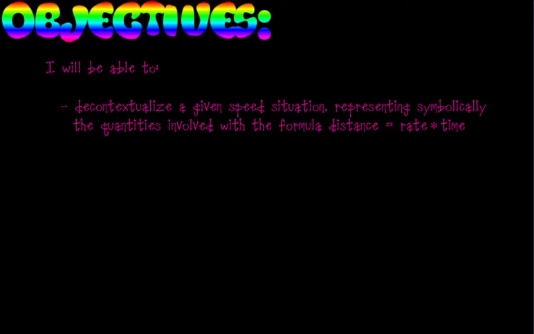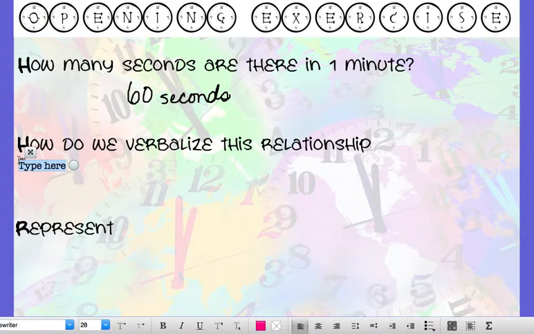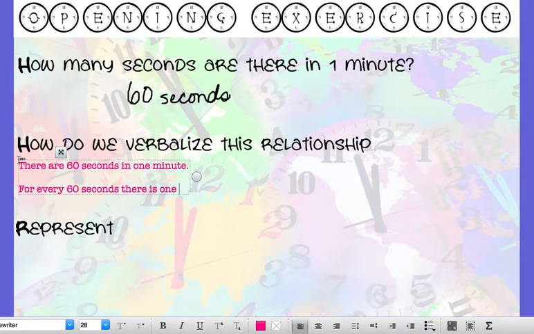Alright, so first we're going to think about some different questions here. I want you to think of how many seconds there are in 1 minute. And we should know that there are 60 seconds in 1 minute. And then how do we verbalize this relationship? I just said there are 60 seconds in 1 minute. So we can say it that way. There are 60 seconds in 1 minute. We can also say for every 60 seconds there is 1 minute.